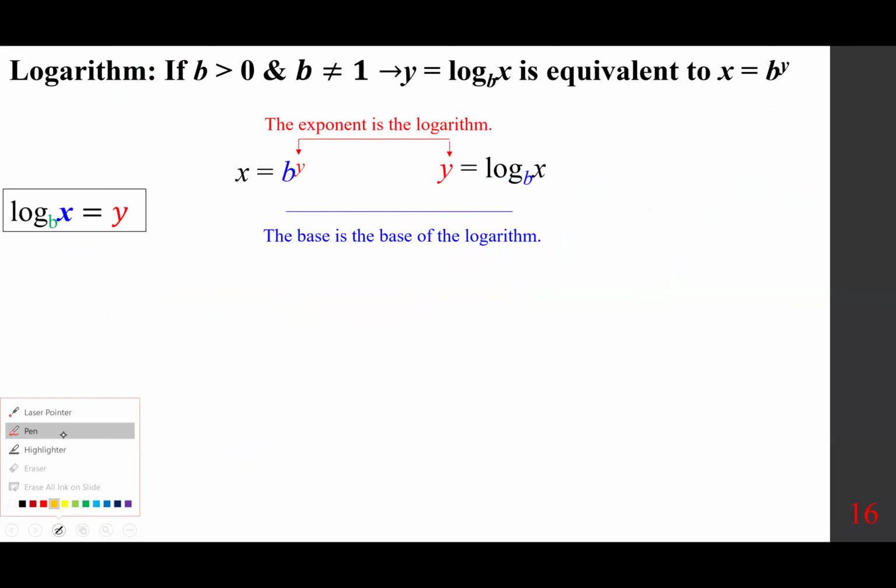Let's look at logs. If b is larger than 0 and b can't be 1, then y equals log x base b is equivalent to x equals b to the power of y. This is the exponential format. What I want you to do, pay attention to what I'm going to show you here in case anybody has any difficulties with logs. Look at the arrow, b to the power of y. So if you go with this arrow, it means b to the power of y is x.